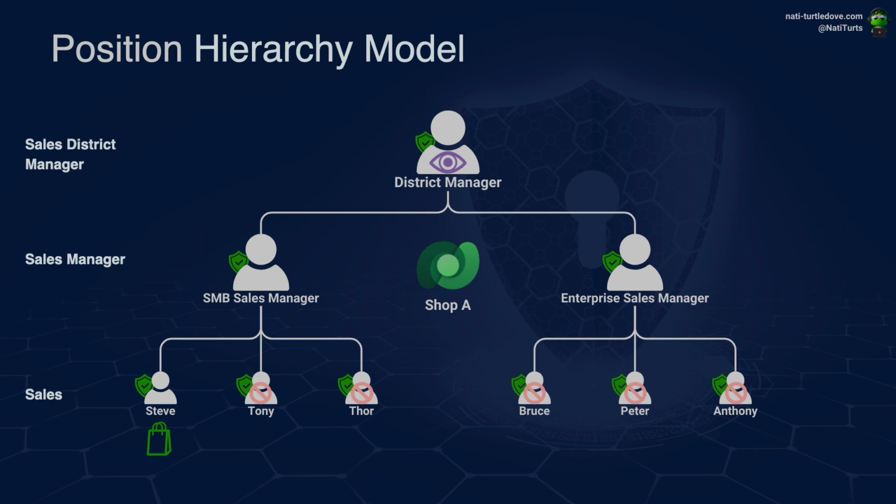If Steve were then to create a record, again following the principle where the sales table is a user privilege read only, despite Steve owning that record, none of the sales team can see it. But because the sales position reports directly to the sales manager, both the sales managers, SMB and enterprise, will be able to see and interact with Steve's sales record. And again, the district manager would be able to see Steve's record, but not interact with it. That's, again, following the 3-tier access depth that we set within the model hierarchy.